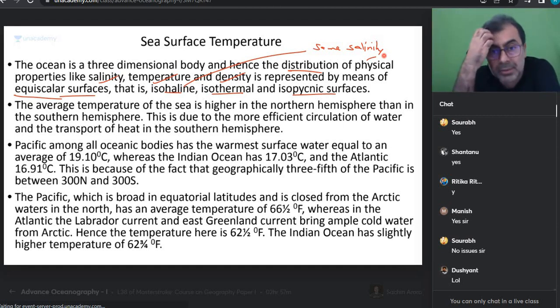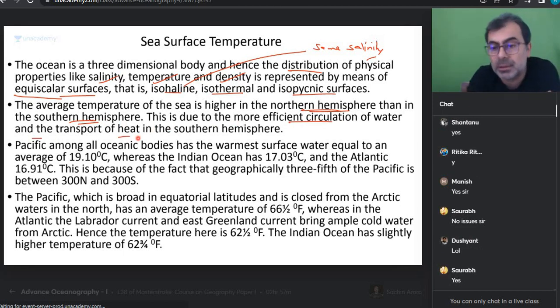Average temperature of the seas is higher in the northern hemisphere than in the southern hemisphere. Did we get that? Higher temperature. Why? More land, and this is due to more inefficient circulation in water and transport of heat. Can I say the heat is getting trapped over here? ये जो ओशन का एवरेज है, मैंने कहा एवरेज ले लो 17.1 हो जाएगा. ठीक है.